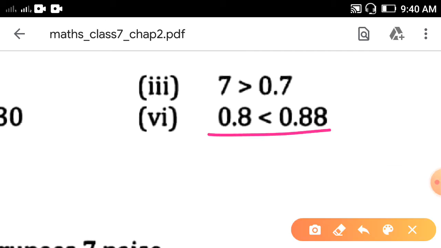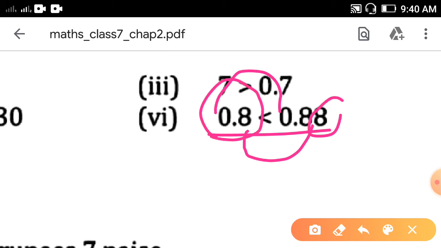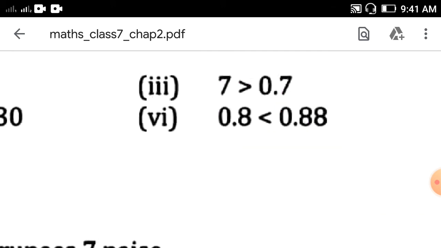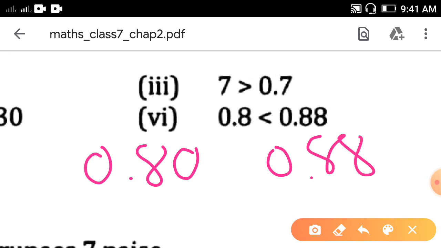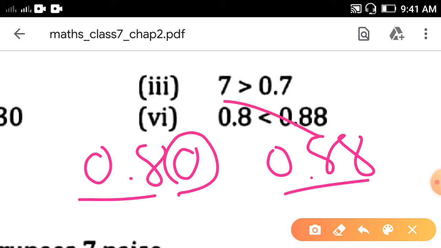Here 0.8 and 0.88. 0, same digits after the point 8. Then one more 8 is given. So it means 0.88 is greater. Here 0.8 is given, that you can consider 0.80 and here 0.88. If you want to make the number of digits equal on both sides, then here you can put one more extra 0. Okay. So 8 same, then 8 and here 0. That's why 0.88 is greater.